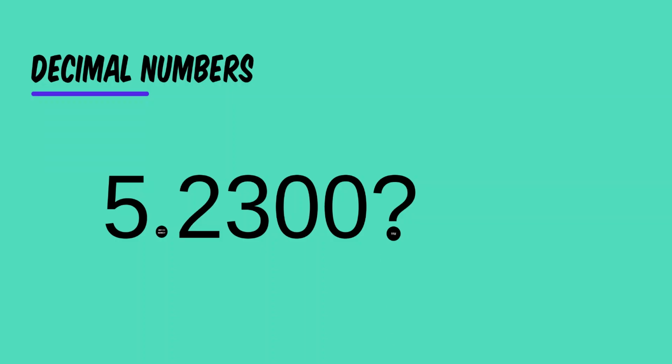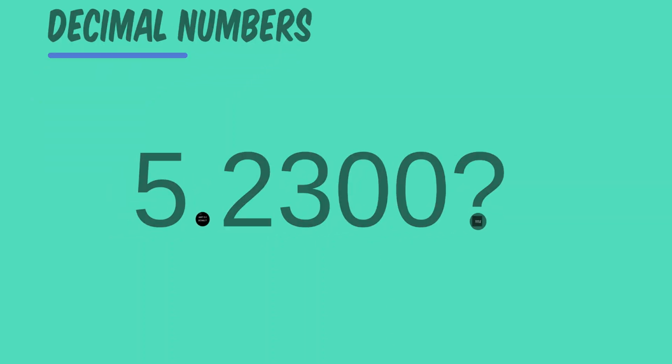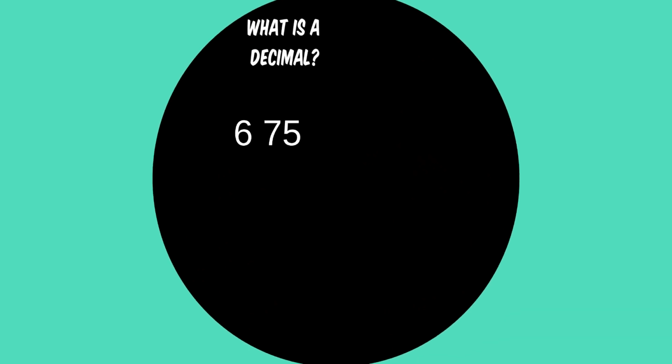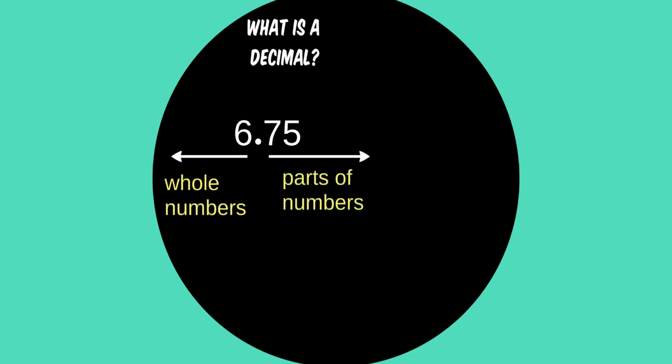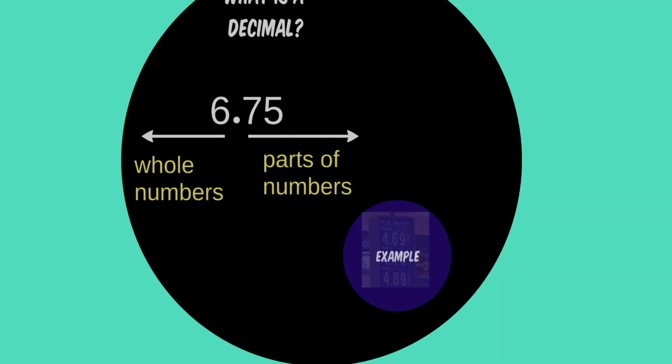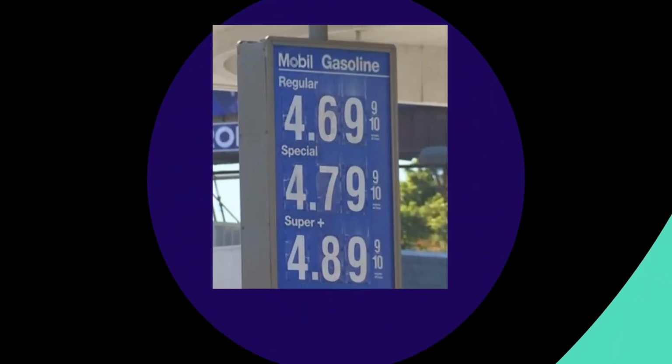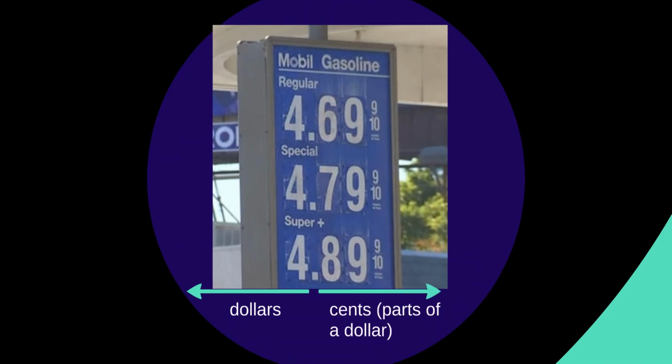So what is a decimal? When we talk about decimals in this course, we're referring to a number with a decimal point. A decimal point separates whole numbers from parts of numbers. Here's an example of when we often see decimal points. The whole dollars in this gas sign are separated from the cents, or the parts of dollars, by a decimal point.